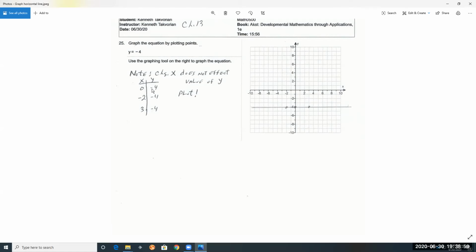If we plot these points, we can observe a result. The result is that we have a horizontal line. Notice that the level of y is always negative 4, but x is free to be any value that it wants to be without affecting the equation or the drawing of the graph.